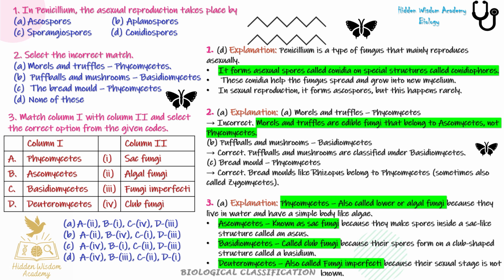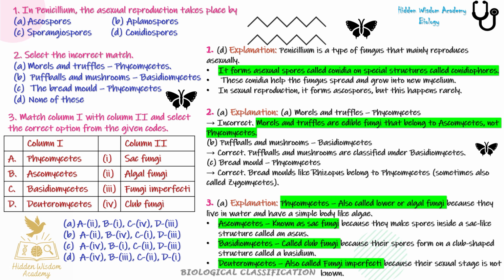Question 2. Select the incorrect match. Option A. Morels and truffles. Phycomycetes. Option B. Puffballs and mushrooms. Basidiomycetes. Option C. The bread mold. Phycomycetes. Option D. None of these.